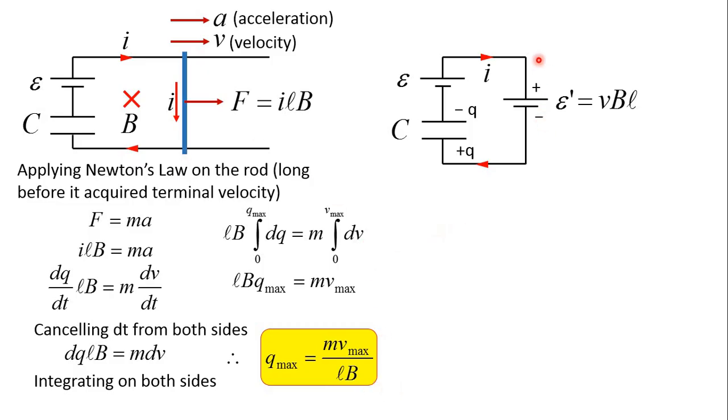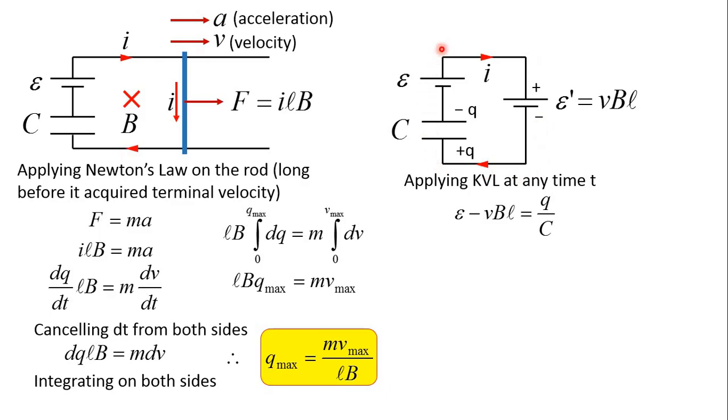Now let us come to this circuit. When we solve a problem of electromagnetic induction, you should apply Newton's law on the rod and get one answer, and then you should apply the Kirchhoff voltage law, KVL, on the equivalent circuit. So applying KVL at any time t, let us traverse the circuit in the clockwise direction.